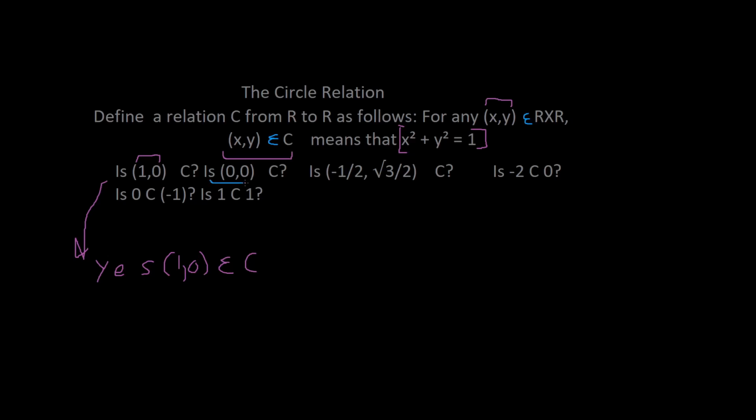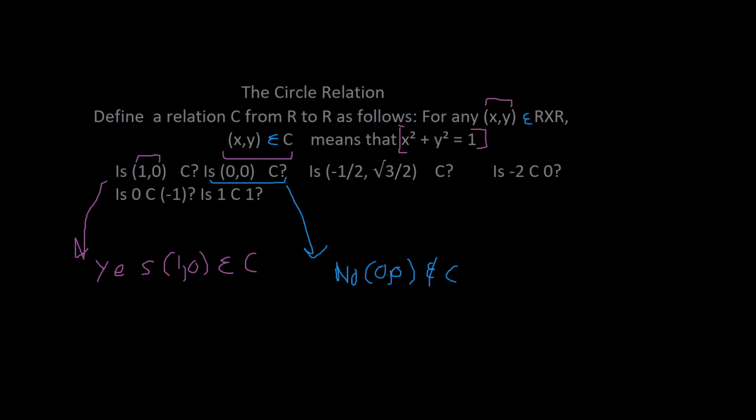So let's pull this one down. Now we get this problem. Pull it down over here. We have 0, 0, which does not equal 1, right? And so this is no, because 0 squared is 0 plus 0 squared is 0, which doesn't equal 1. So no, this ordered pair 0, 0 is not an element of C.